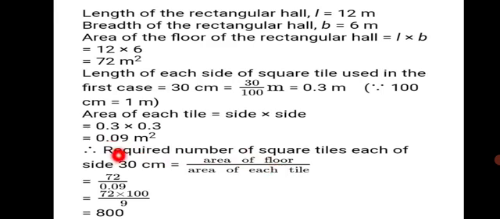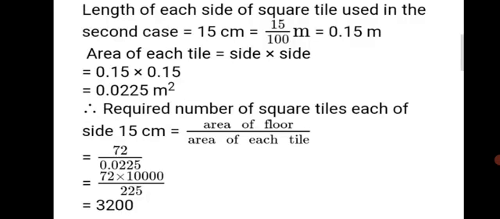Each tile is 0.09. 72 divided by 0.09 is equal to 72 into 100 upon 9. To remove the decimal point, we have taken 100. So 100 upon 9. When you calculate, you get your answer as 800. So 800 square tiles will be required of 30 centimeter to do the flooring of that rectangular hall.